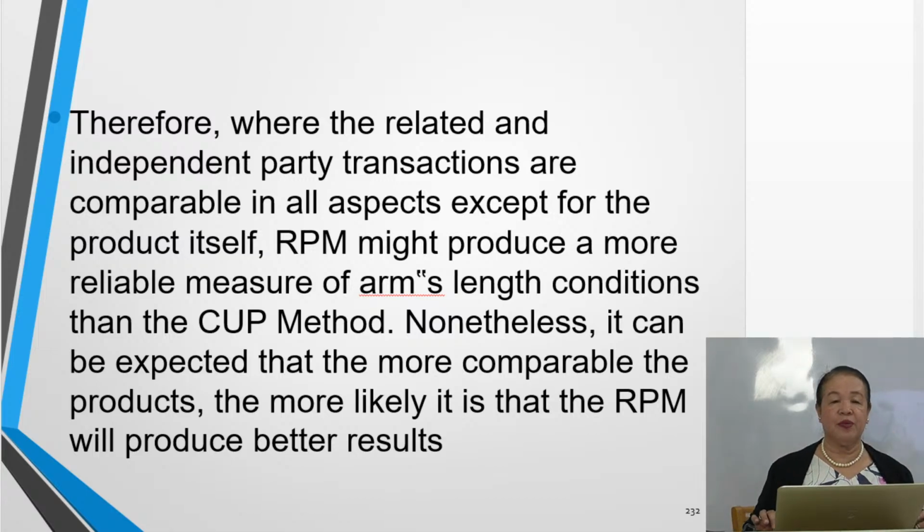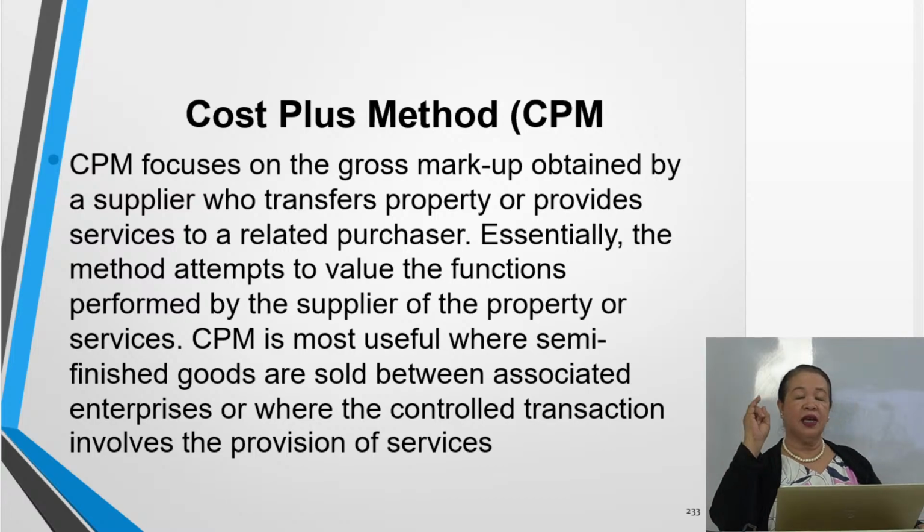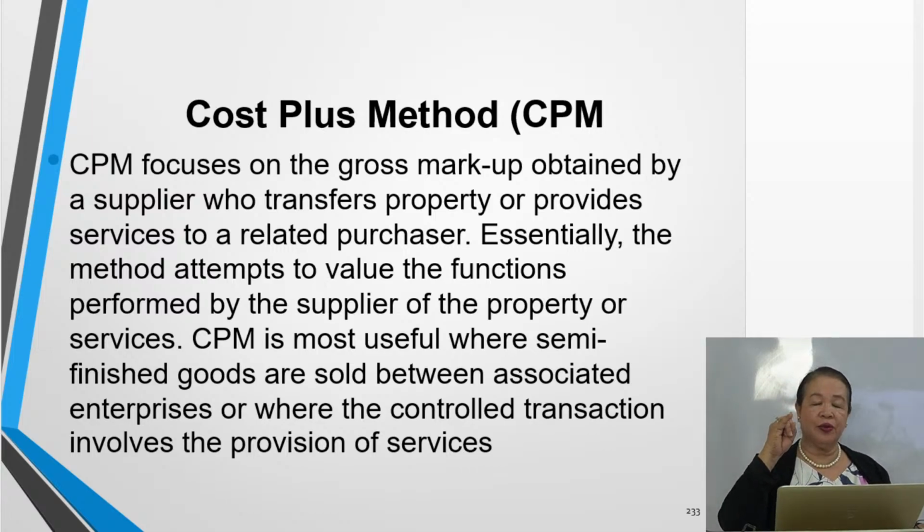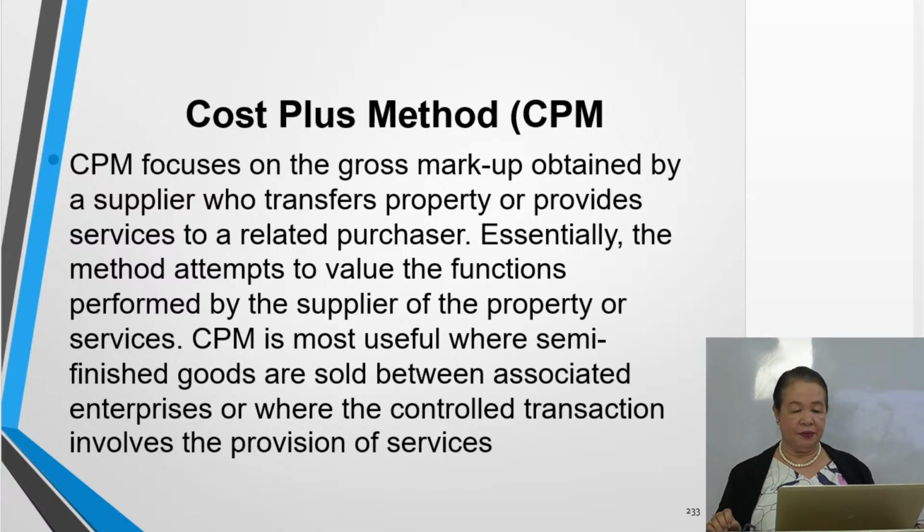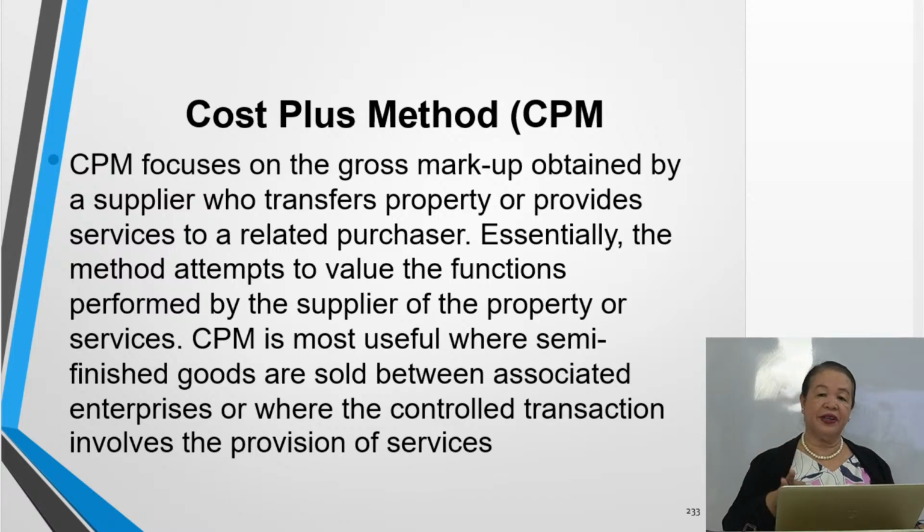Okay, so that is the resale price method. So far we have discussed the comparable uncontrolled price method and the resale price method. So that's two. In the comparable uncontrolled price method, we compare the price. In the resale price method, we compare the gross margin. Now let's go to the third factor, the cost plus method. So cost plus focuses on the gross markup, like the resale price method earlier, where gross margin is used.